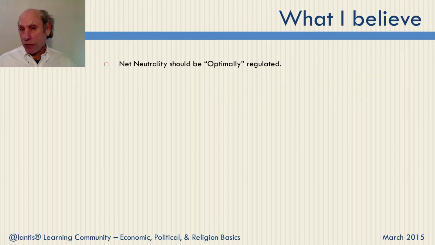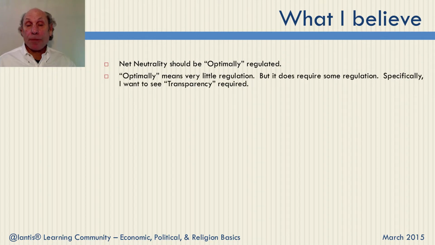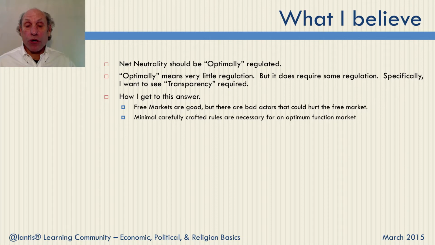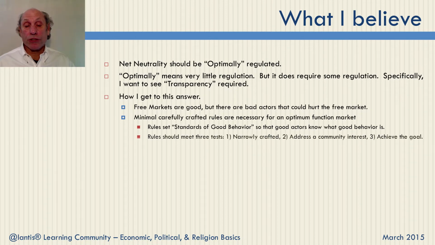Let me tell you what I believe, and this goes to understanding my biases so you know where I come from. First of all, I think net neutrality should be optimally regulated. Optimally for me means a little regulation, very little regulation, but it does require some regulation. Specifically, I want to see transparency required. So how did I get to this answer? I believe free markets are good, but there are bad actors that could hurt the free market. Minimally, carefully crafted rules are necessary for an optimum functioning market. Rules set standards of good behavior so that good actors know what good behavior is.